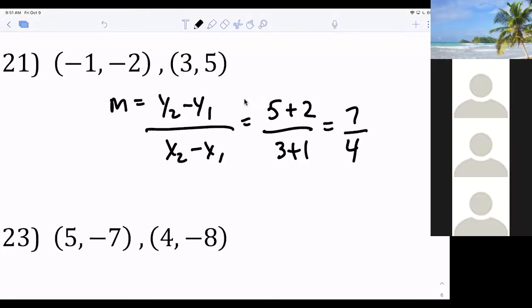Everybody's right. Yes, what? How do you get the double negative? I just know. Because when you go subtraction, so watch me. 5 minus negative 2. When you're doing slope, it's always 5 minus.